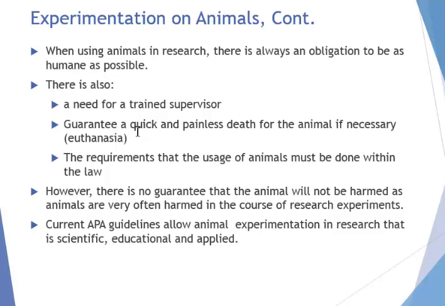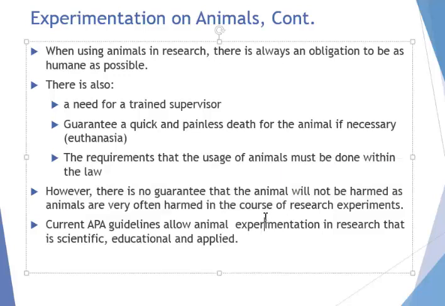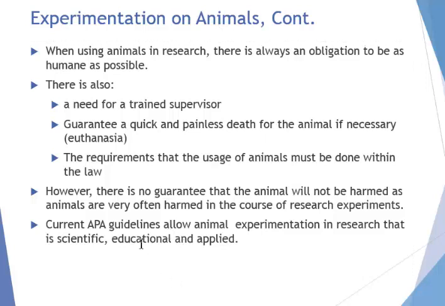So after you're done with these animals in a lab, there really is no other humane way, unless you have some sort of used mouse farm. The only real way to deal with them humanely is to kill them very quickly and painlessly. There's of course no guarantee that the animal won't be harmed, and very often animals are harmed in the course of research experimentation. And again, as we discussed before, APA guidelines do allow experimentation in research that's scientific, educational, and applied as well.